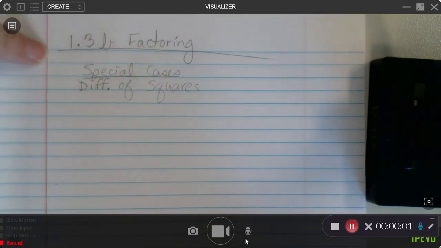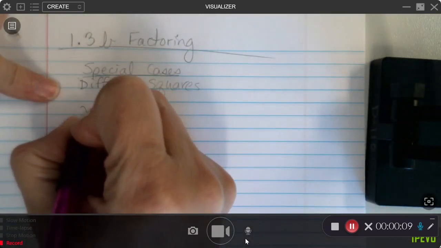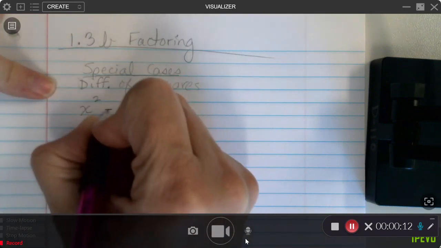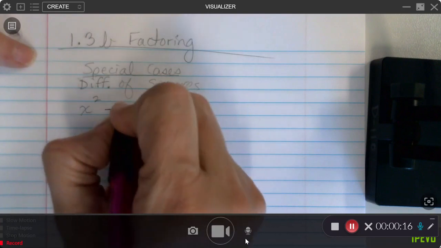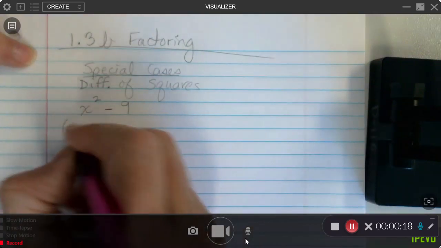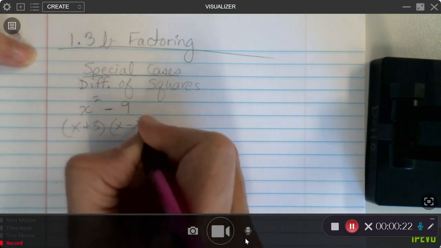The last half of section 1.3, we start off looking at special cases, difference of squares. An easy one would just be factor x squared minus 9. How does that factor? Yeah, everybody got that right. Feel good about that.